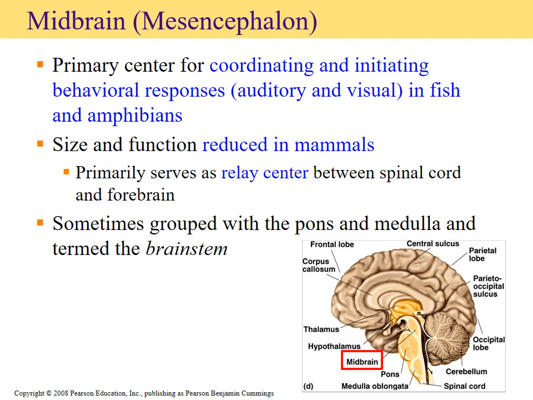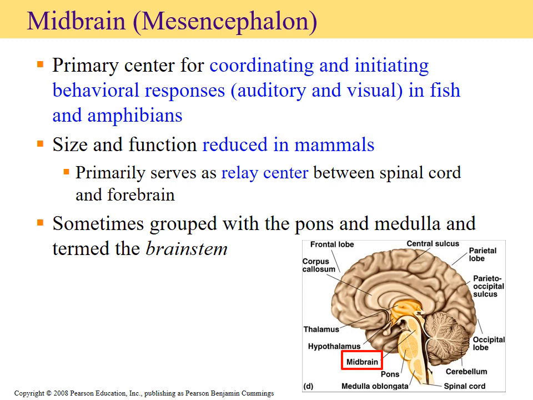Now, we do see, and this is what I was mentioning to you before when we were looking at our comparison, that fish and birds will tend to have an enlarged type of midbrain, and part of that will help them with their auditory and visual stimulus as they coordinate and initiate some of their behavioral responses.